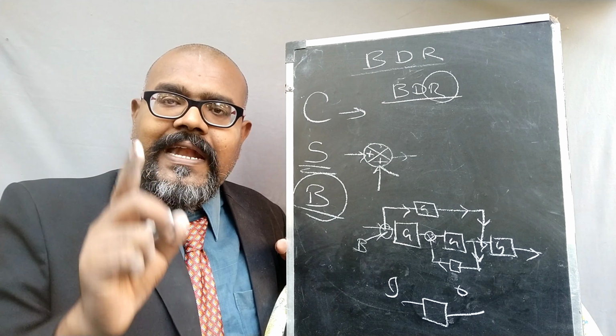So for that, you need to reduce the blocks. So 5 can be converted into 3, or 3 can be converted into 2 or 1, like that. You need to reduce the blocks. Once you reduce the blocks, then it is very comfortable for you to determine the transfer function. So that is what the title is, block diagram reduction.